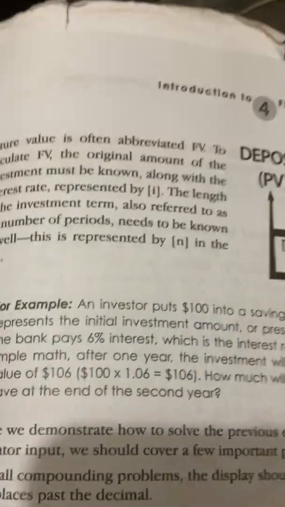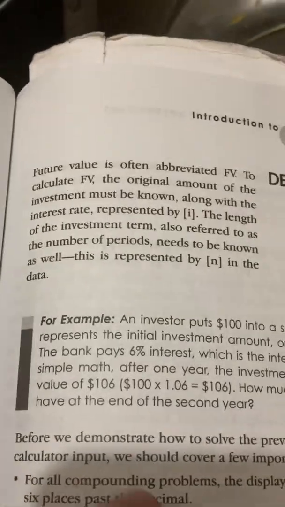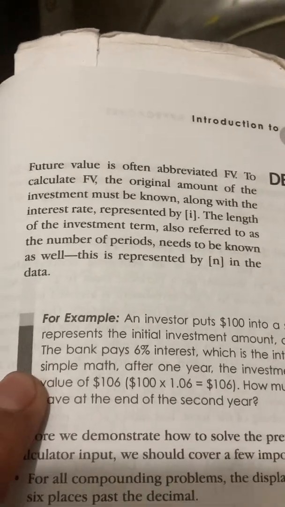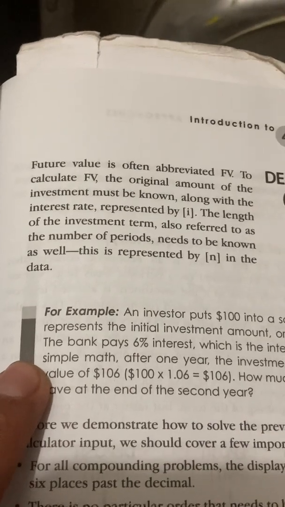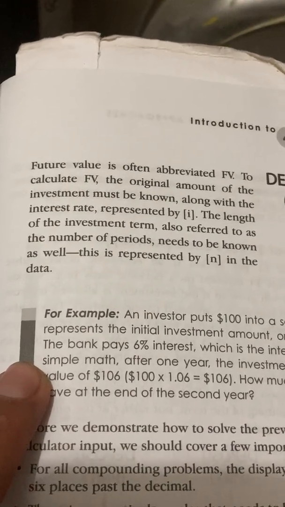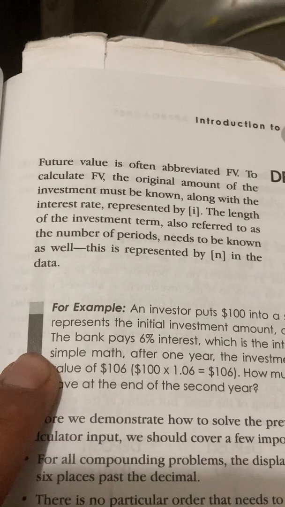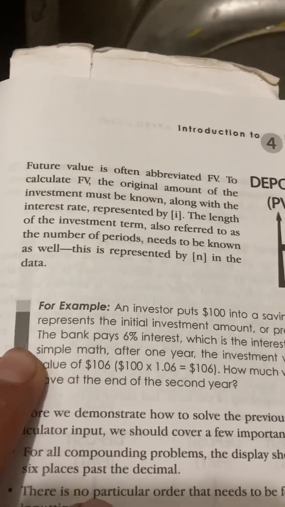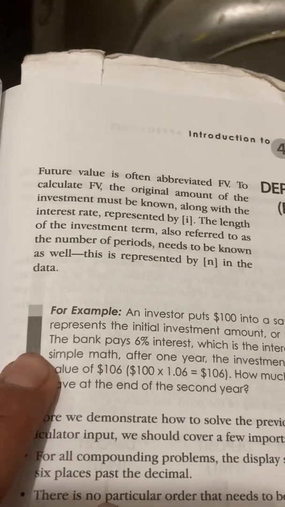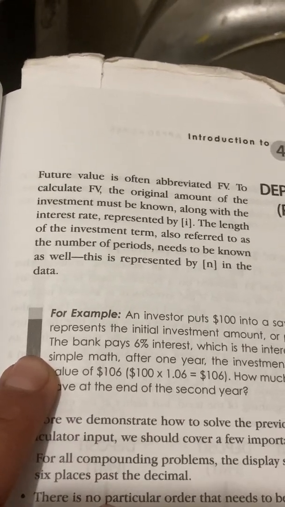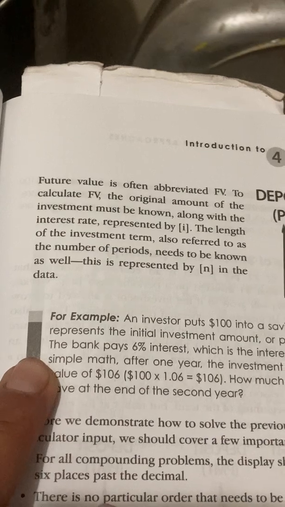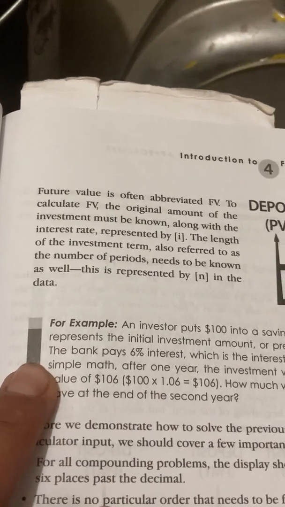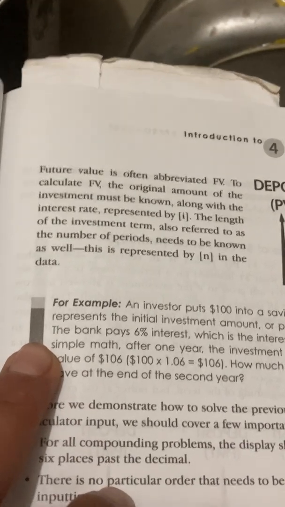Page 135. Future value is often abbreviated FV. To calculate FV, the original amount of the investment must be known, along with the interest rate, represented by I. The length of the investment term, also referred to as the number of periods, needs to be known as well. This is represented by the N key in the data.